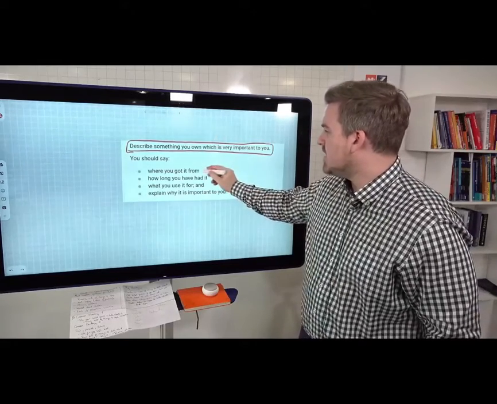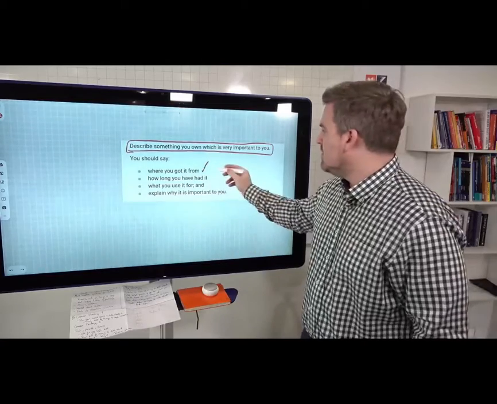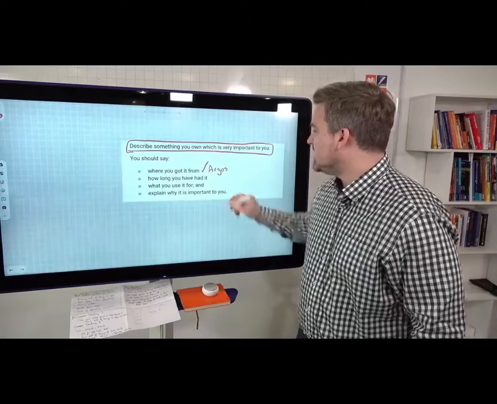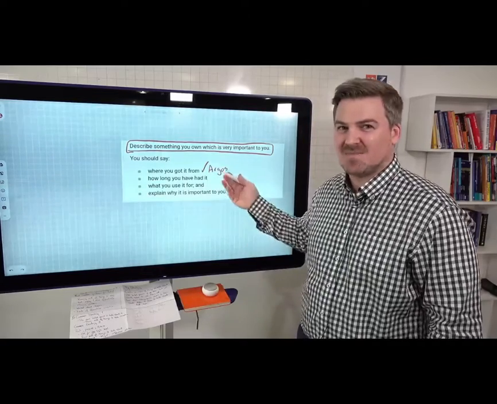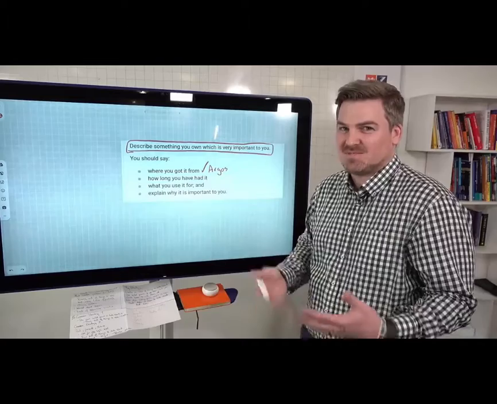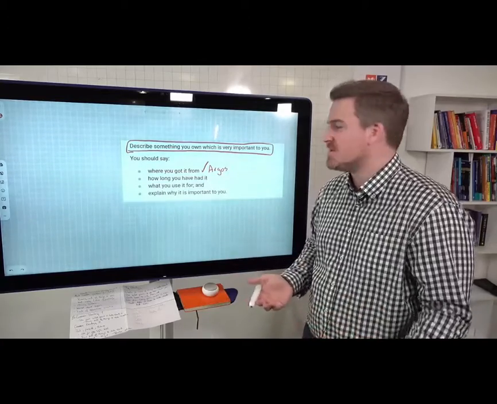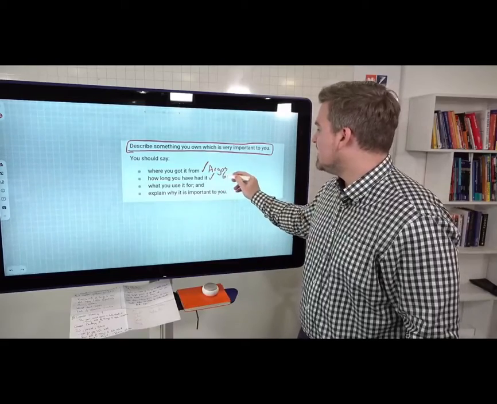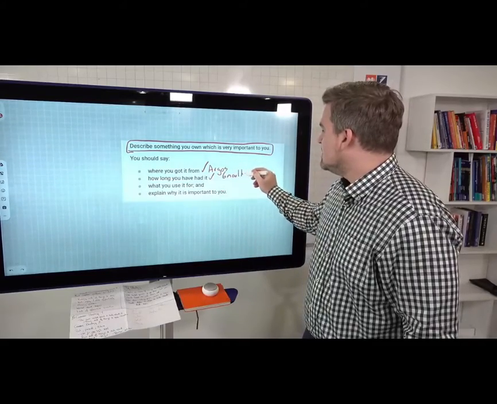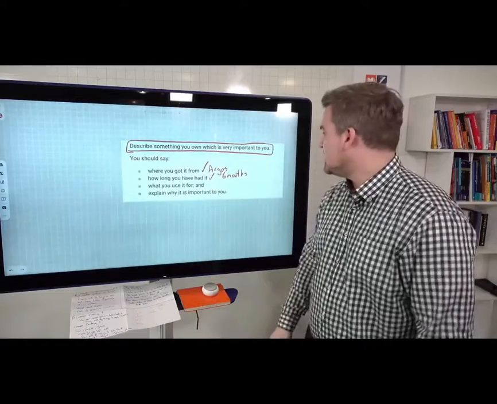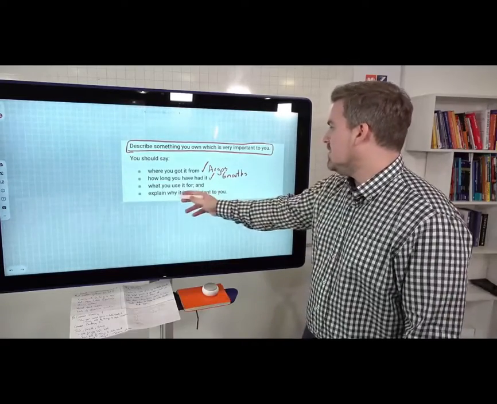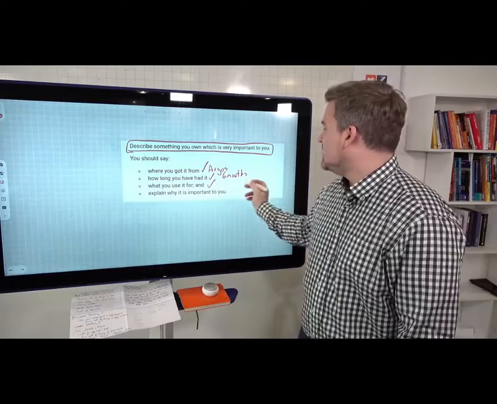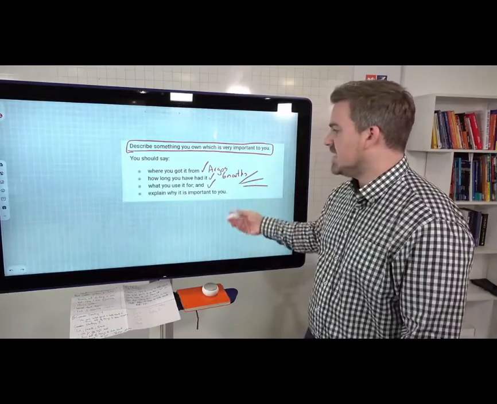Okay, so yeah, I want to talk about this, but it's going to be very, very short. It's going to be one line. I don't really need to develop that at all because there's nothing really to develop. Where did you get it from? A shop called Argus. How long have you had it? Yeah, probably want to talk about that, but again, it's just a very small piece of information. What do you use it for? Yeah, definitely. I want to talk about that, and there's many things that I can talk about related to that.